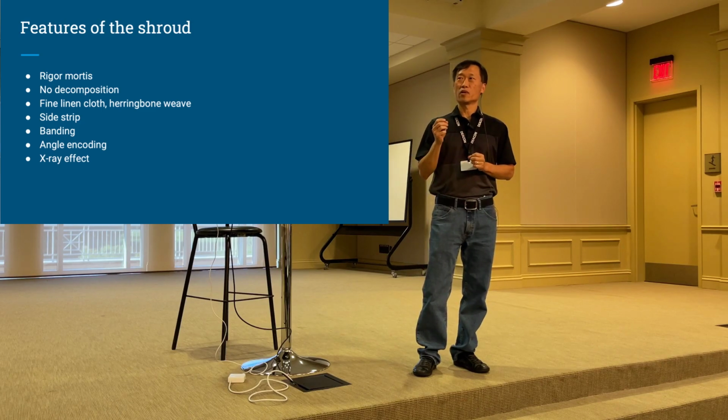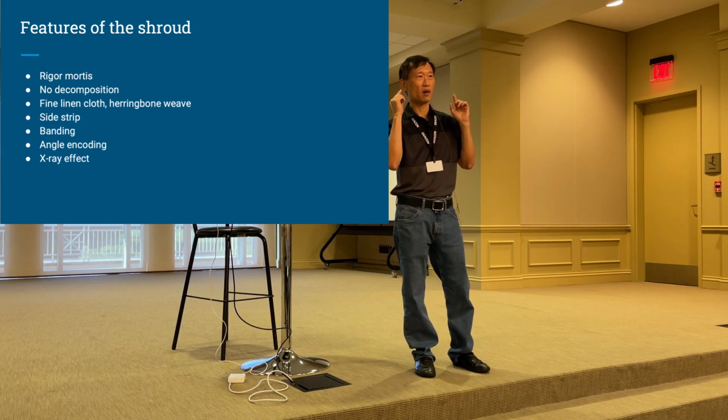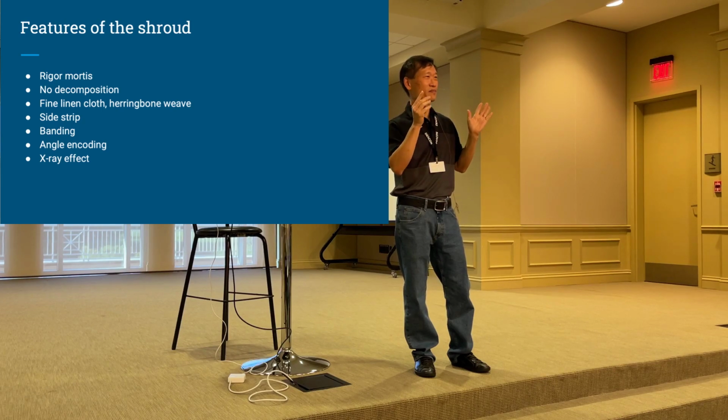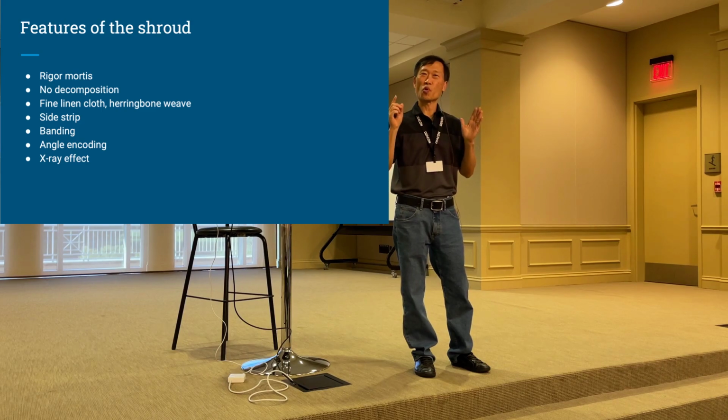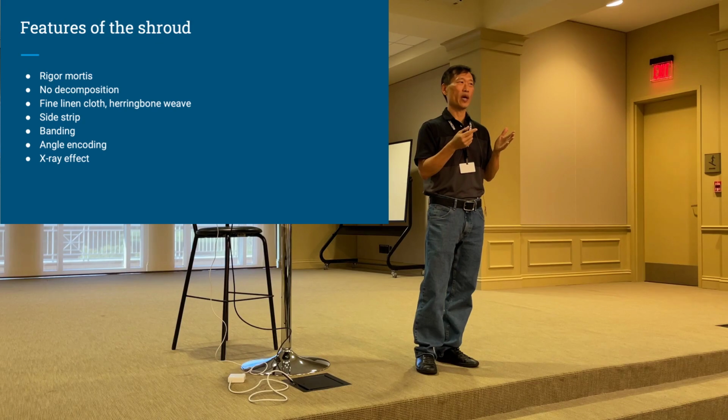There is angle encoding. This is a little bit more difficult to explain, but you can see this because there are no ears on the man of the shroud. Now, if it was an artist, you'd say, okay, can't this person paint ears? But there's no ears there. There's also no thumbs. And I explained that through angle encoding.